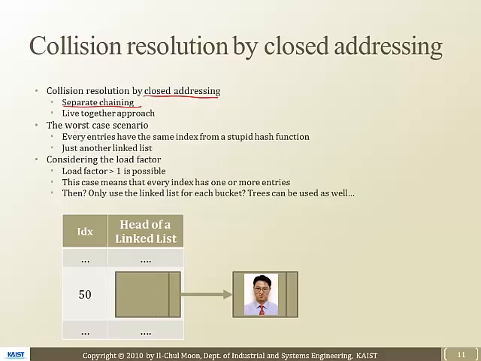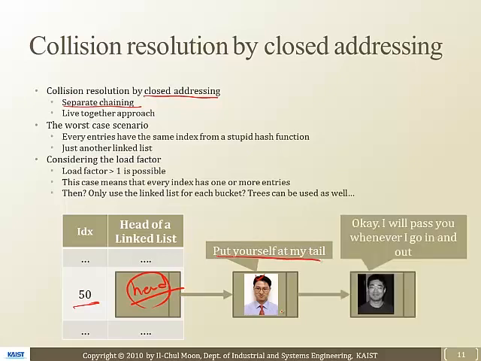So here, rather than just putting this one's information in the entry, it just holds the head of the linked list. Then I have the same index here. So what happens is that I put myself at the tail, and I just live in here, so it's a living together approach at the same index. Here, the worst case scenario is this: every entry has the same index from the stupid hash function.